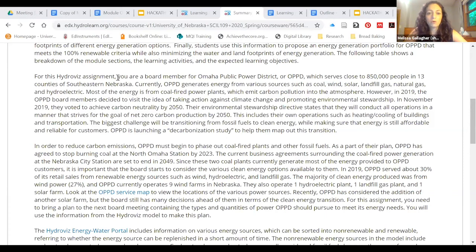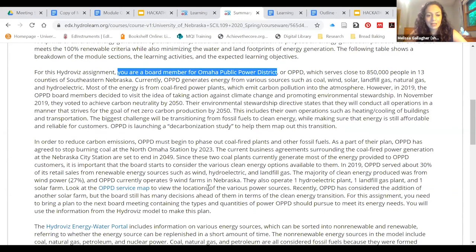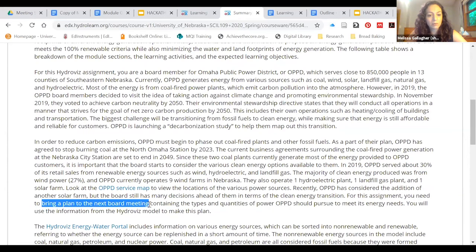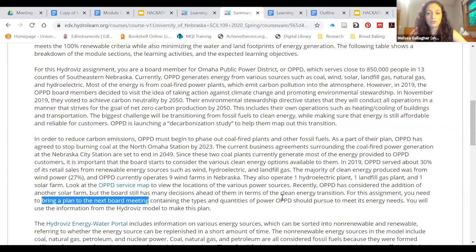Damien pointed out that it's a role play. He says, you are a board member. He doesn't even say imagine or anything else. He says, you are. I think that's an interesting way to frame it. And at the end, he gives them a clear thing, which is to bring a plan to the next board meeting. So they have a clear audience of who they're writing for and what that plan is. So rather than so many assignments where students write for the teacher, these students now are writing for the next board meeting.